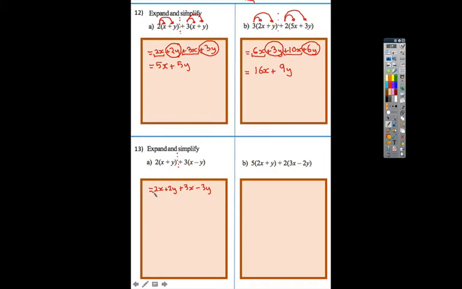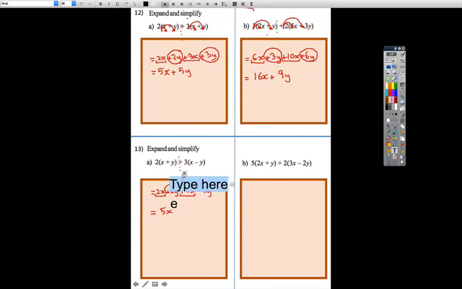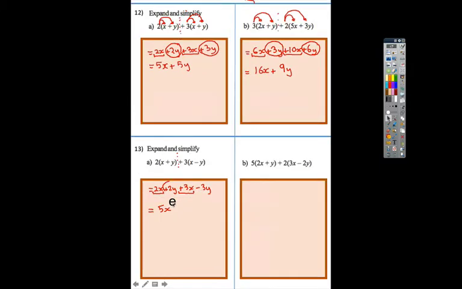Okay, so now we've got the x families. 2x plus 3x is equal to 5x. And the y families. Ooh, this is new. Okay, so plus 2y minus 3y. Now 2y minus 3y is going to leave you with minus y.